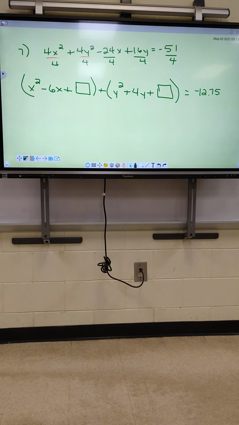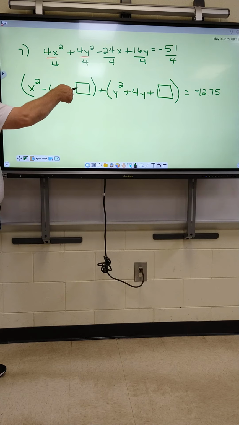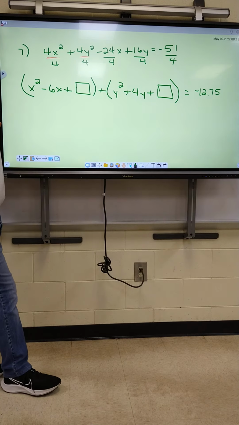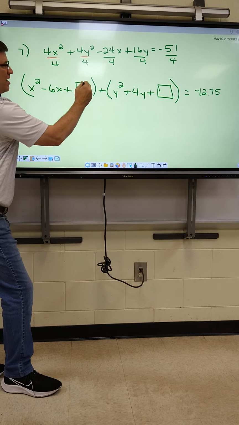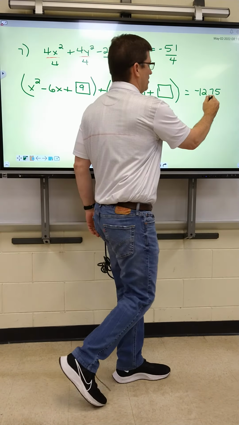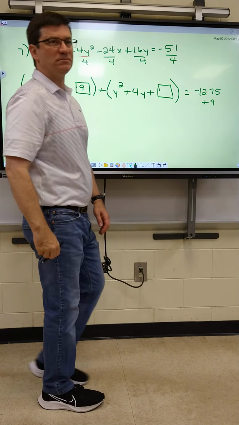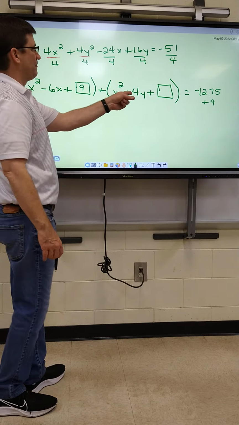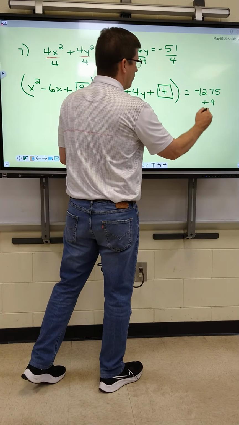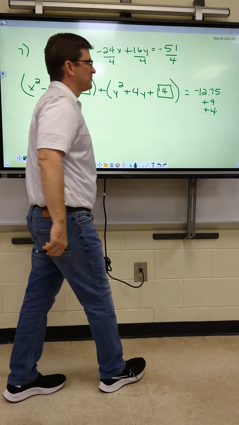Question on that step. Have I messed up anywhere yet? All right. Kaylee, how do I fill in this box right here? What do I do? Half of 6 is 3. Square it's 9. So I put a plus 9 there and a plus 9 there. Alright, half of 4 is 2. Squared is 4. I put a plus 4 there and a plus 4 there.